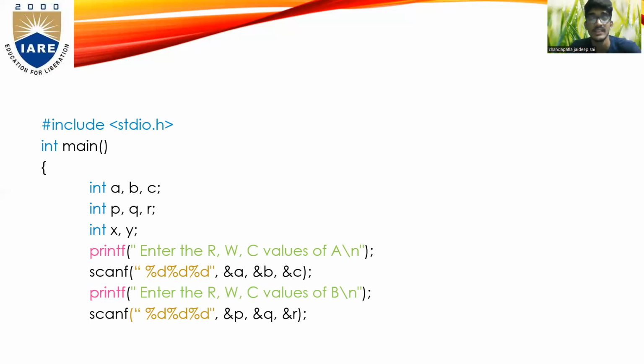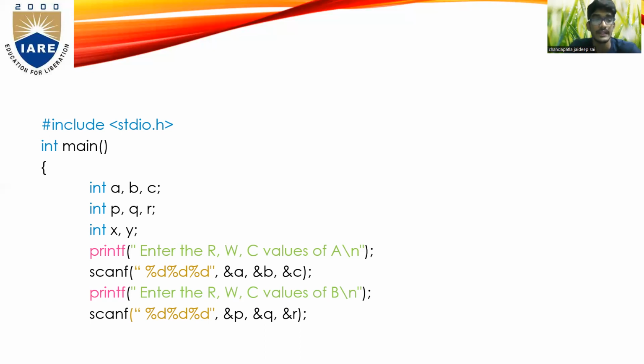Here a represents the number of runs of the player A, b is the number of wickets, and c is the number of catches of the player A. So in the next line we are writing int p, q, r, and we are terminating the line using a semicolon. It means p, q, r are of type integer. So here p, q, r are the number of runs, wickets, and catches of the player B.